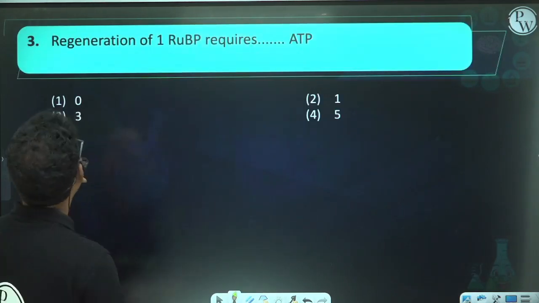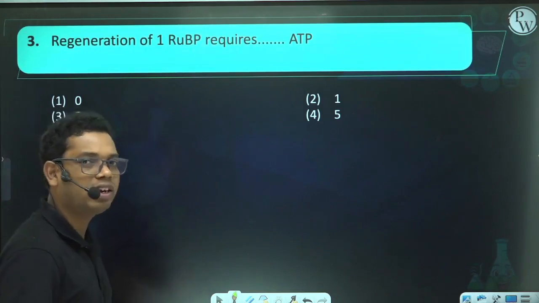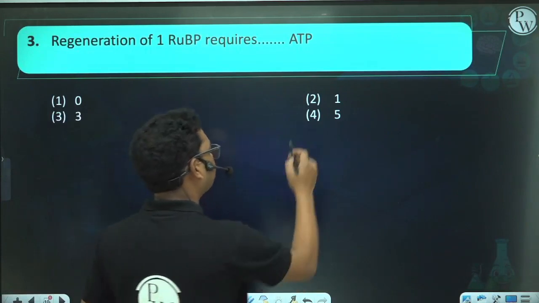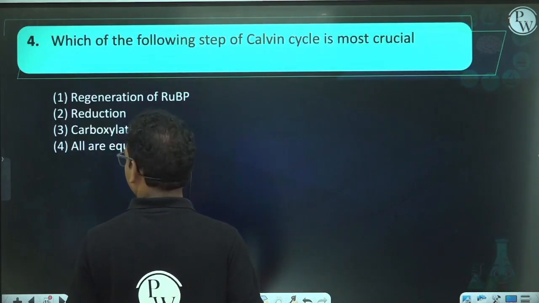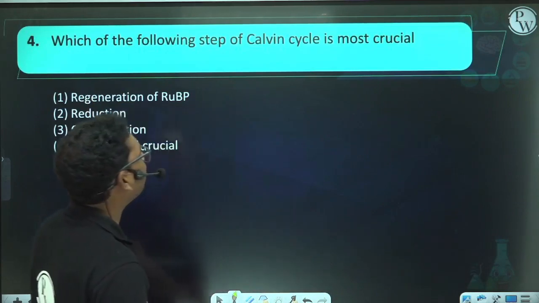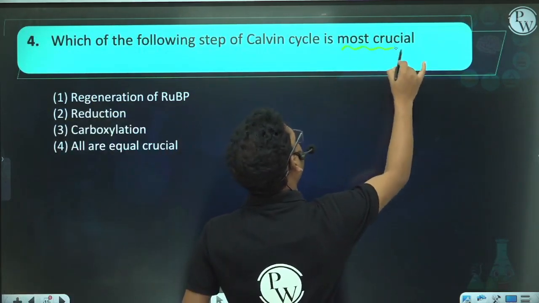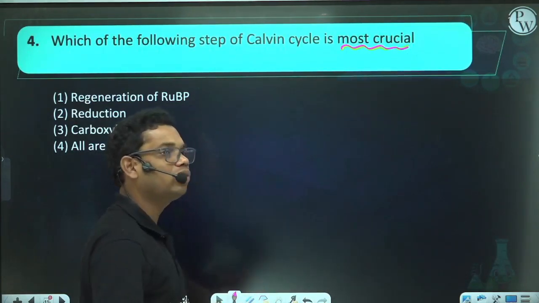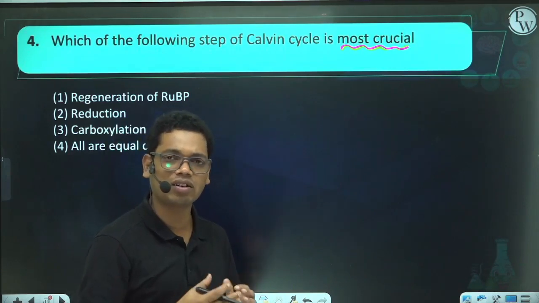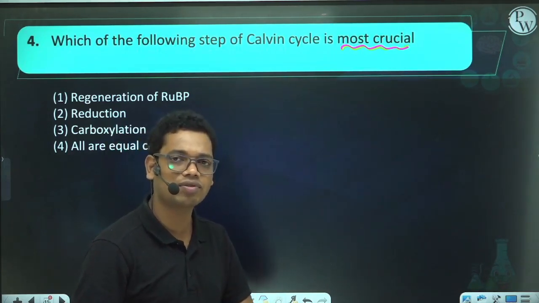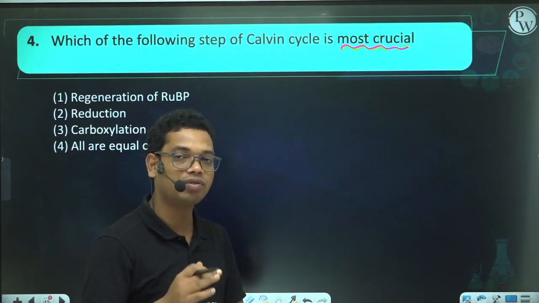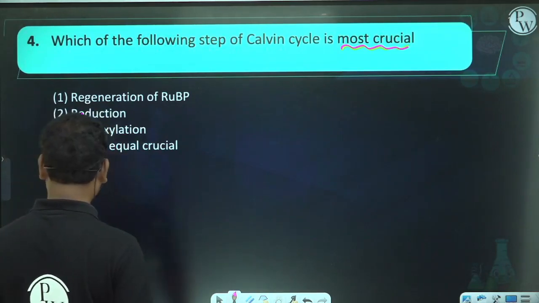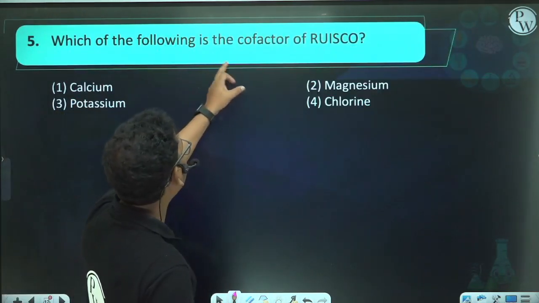Clear? Great. Next. Regeneration of one RuBP requires how many ATP? It requires 1 ATP. Okay. Next. Which of the following steps of the Calvin cycle is most crucial? We know very well that the Calvin cycle is divided into 3 phases for our understanding. One is carboxylation, second is reduction, and third phase is regeneration. And out of these 3 phases, which one is the most crucial one? It is the carboxylation phase.